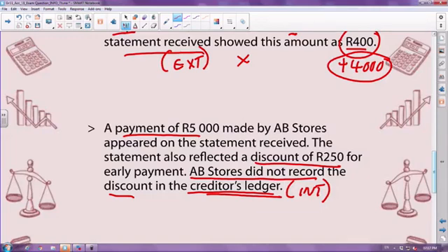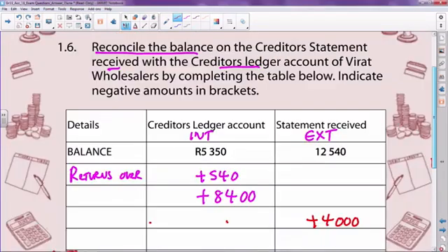Right, so we're now going to include the 250, and remember, guys, just be very careful. A discount obviously decreases the amount that you are owing. So the 250, we're going to show in brackets. Right, so let's do that. So let's go to our answer sheet. So creditors ledger, we're going to minus, so they want us to show negative amounts in brackets, so 250 in brackets. Okay, right, let's move on.